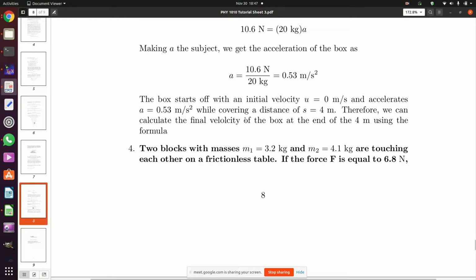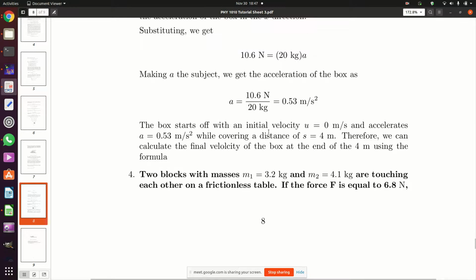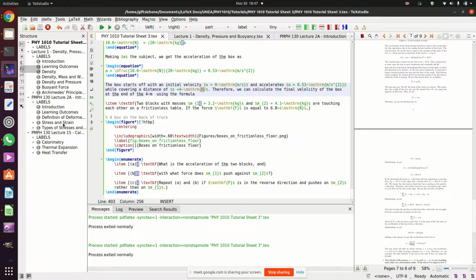Is this argument clear? The box starts off with initial velocity 0 meters per second, then it accelerates with this rate, and it covers a distance of 4 meters, then it falls off. By the time it covers a distance of 4 meters, this box has got a certain final velocity. Is that clear? Yes, it has got a certain final velocity. So we can find that.